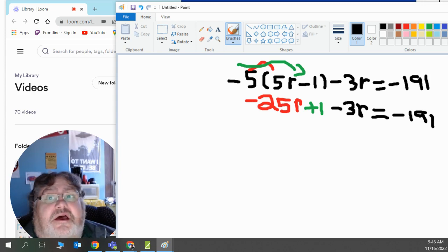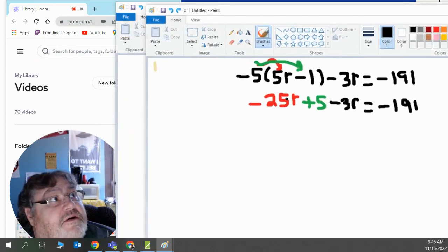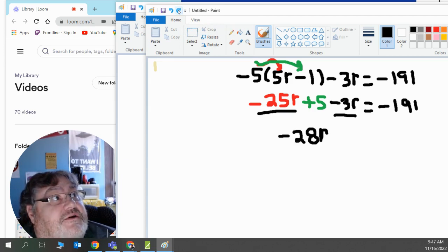Okay. Now the next thing I'm going to do is combine like terms. Right now my like terms are the r's. I have negative 25r and I have negative 3r. I'm going to combine those, add them. 25 and 3 is 28. Take the sign of the absolute value of the larger number, which would be 25. I'll take its sign, and that should give me negative 28r.